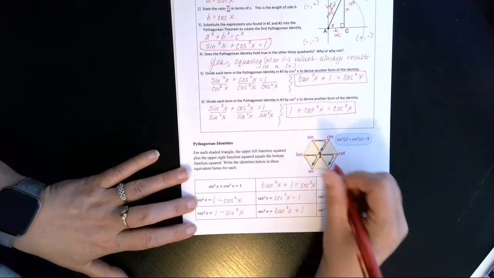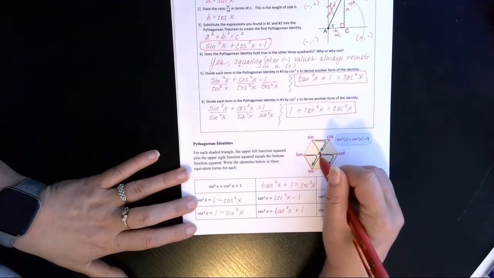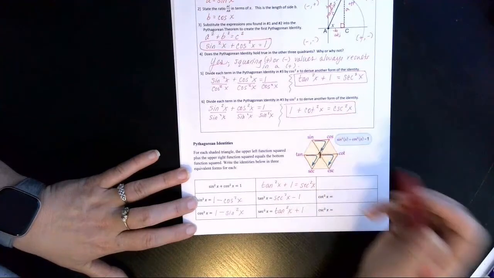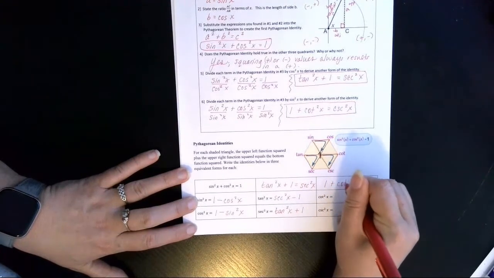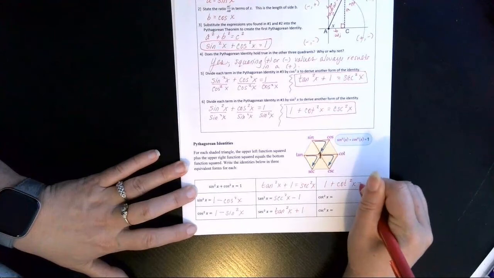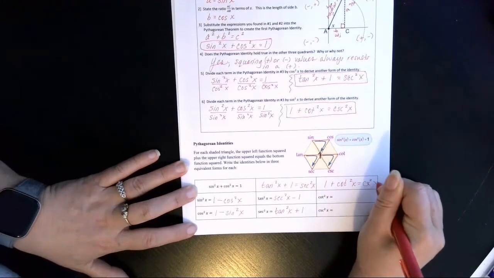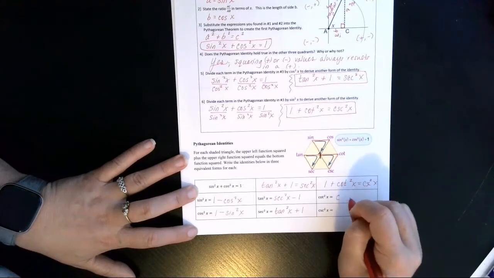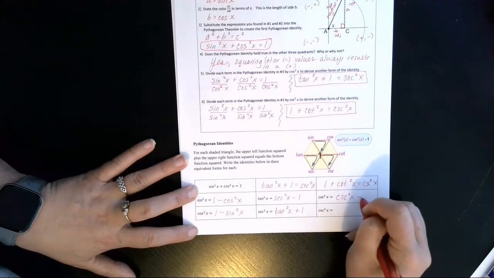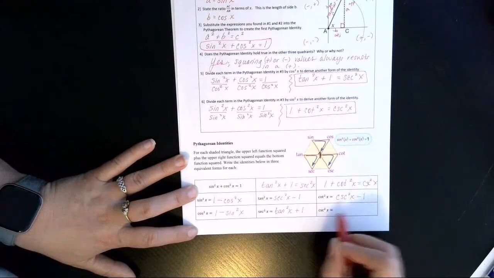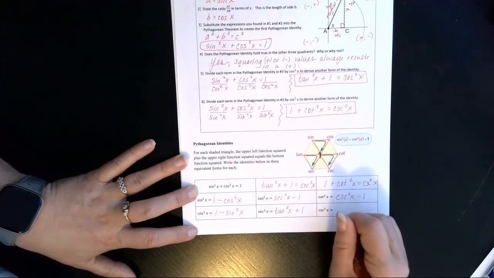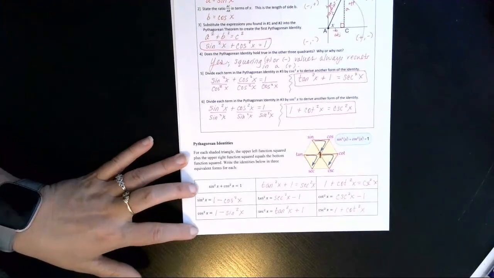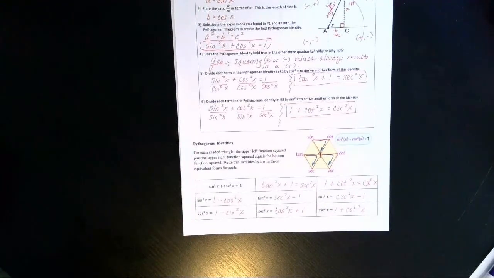Okay, and then my last Pythagorean identity started in the center here with the 1 plus cotangent squared x equals cosecant squared x. So solving for cotangent squared x, I would subtract the 1 from both sides and get cosecant squared x minus 1. To get cosecant squared x by itself, that's already isolated over here, so it'd just be the other side, 1 plus cotangent squared x. Okay, and those are the Pythagorean identities.